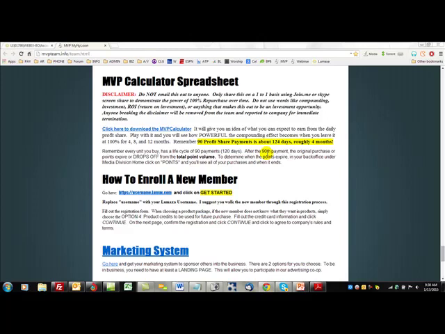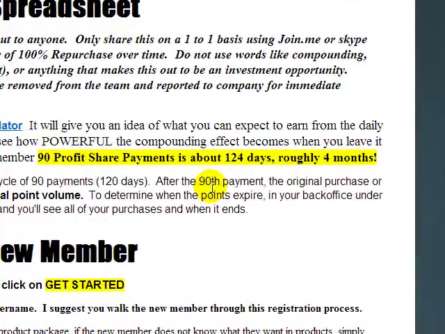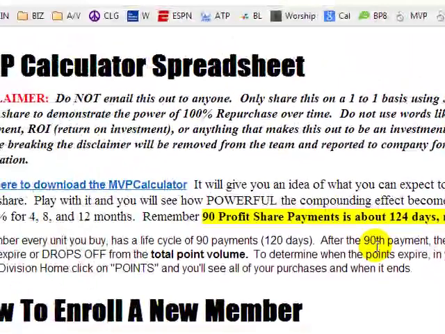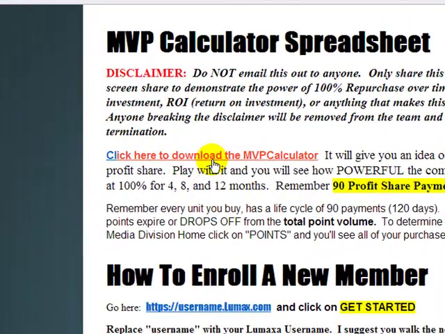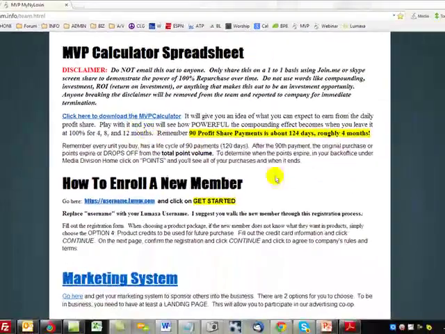Hello, in this video I'm going to show you how to use the MVP calculator spreadsheet. We're here at the team site. The first thing that you want to do is click here to download the calculator. Once you click there, it should go directly onto your desktop or in your My Documents area. It all depends on your settings, on how you have set up for things to be downloaded.